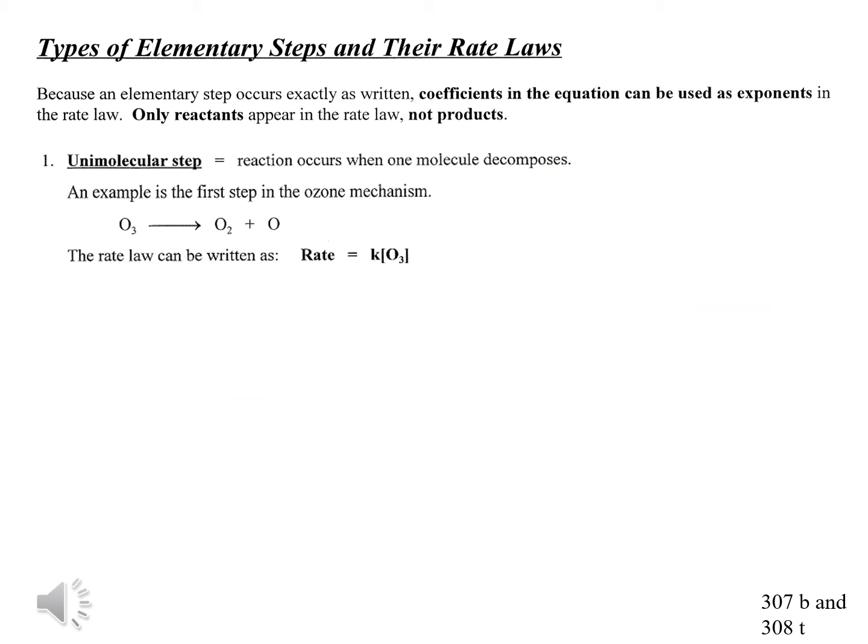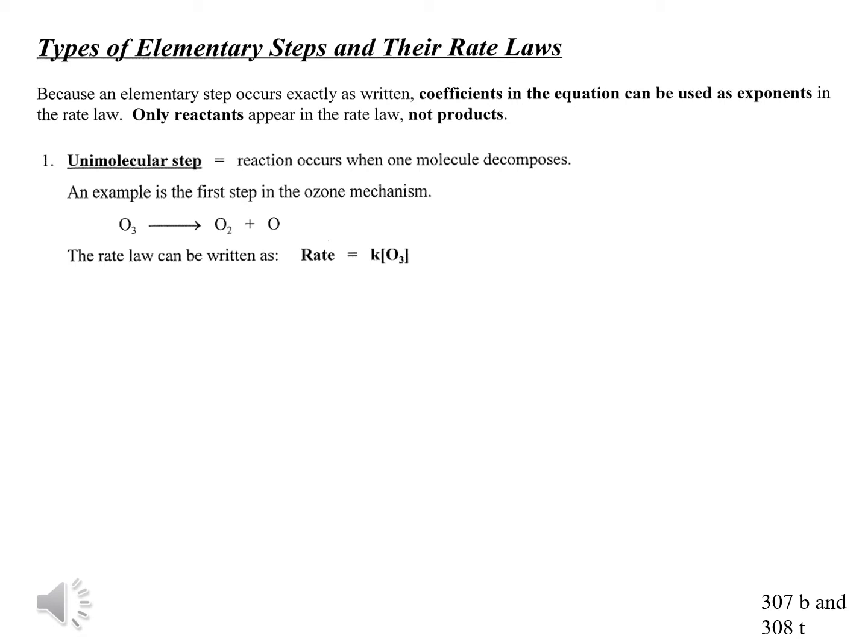There's actually only two kinds of steps that you see in typical reaction mechanisms. One is called a unimolecular step. It means that only one molecule reacts and breaks apart. The O3 reaction, that's the first one in the mechanism, is an example. You can write the rate laws for these steps by using the coefficient in front of the substance as an exponent in the rate law.